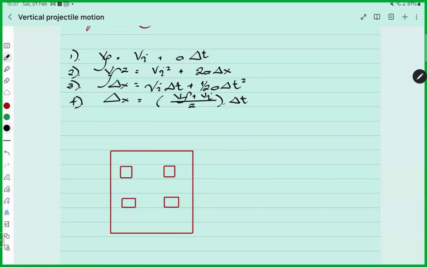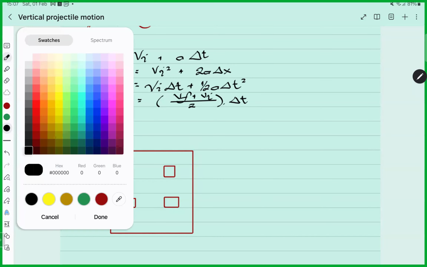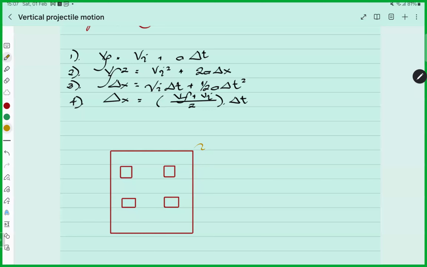I'm going to put this in gold so you can see what it's doing. It's going to go up into the air. It's going to go straight up, reach a certain maximum height, and it's going to come straight back down along the same line, miss the edge of the building, and come down to the ground. So essentially, that's what the object is going to do.